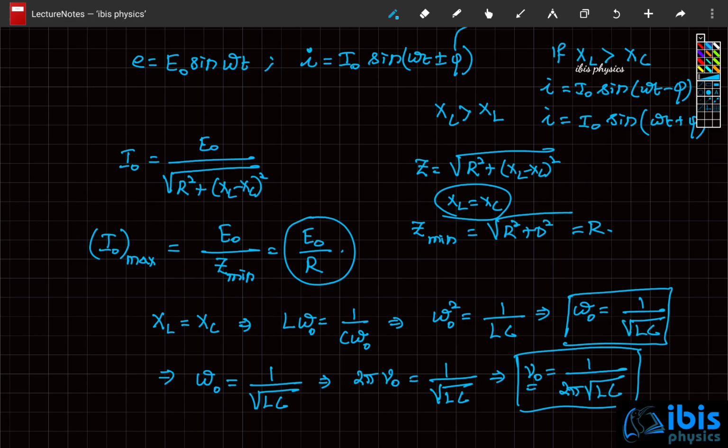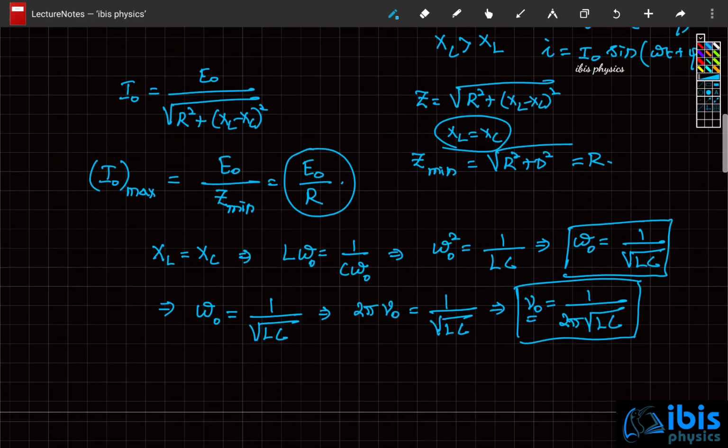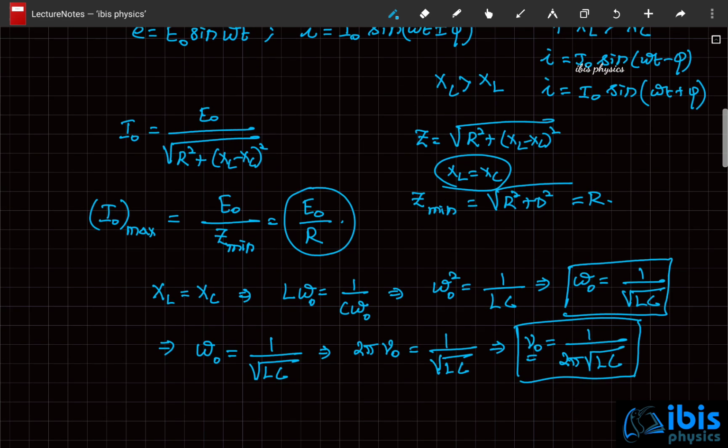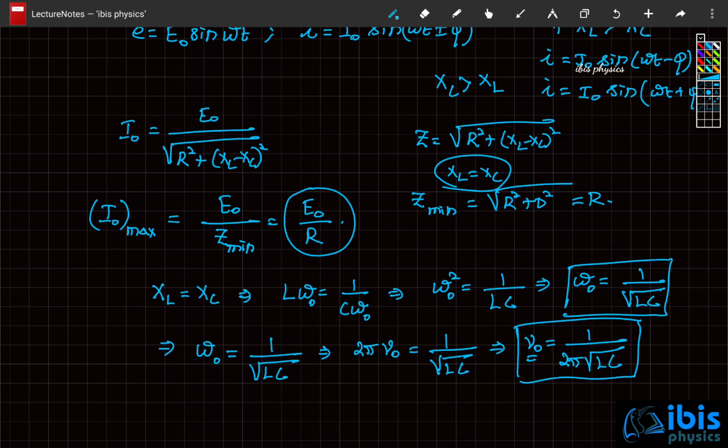So the series LCR circuit is also called a resonance circuit, or series resonance circuit. That means when nu naught equals 1 by 2 pi root over LC, the circuit resonates with the applied current. That means it offers the minimum possible resistance and accepts maximum current in the circuit. So this is the series LCR circuit.